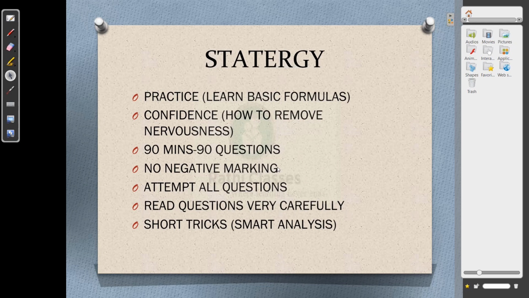There is no negative marking. Then I would suggest every student to attempt all the problems. So read questions very carefully. If you read the question wrong, then the entire problem or approach whatever you will be doing will be wrong. And apply most of the short tricks, read the question very carefully, and try to analyze if any shortcut method or weak point is hidden in the question.